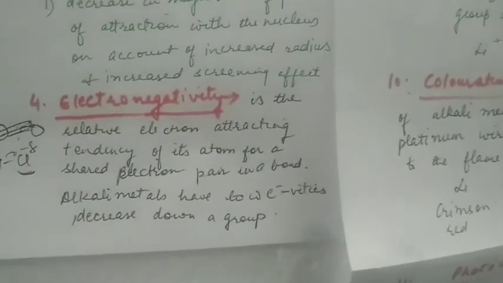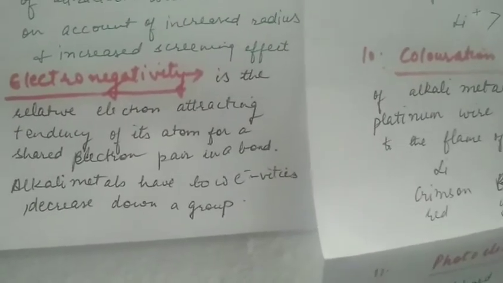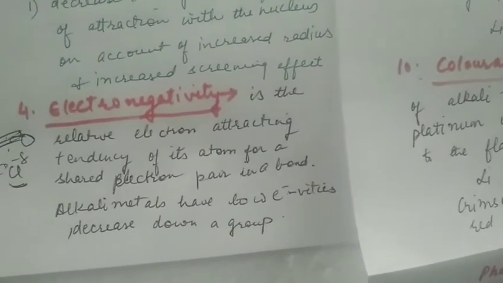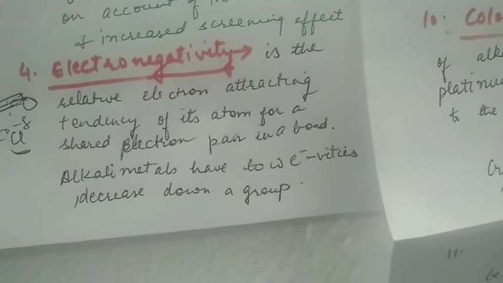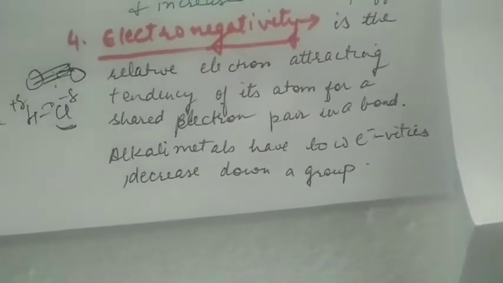So the electronegativity of alkali metals is low. Electronegativity is the relative electron attracting tendency of an atom for the shared pair in a bond. Alkali metals have low electronegativity, and the electronegativity value decreases down the group because the size increases.